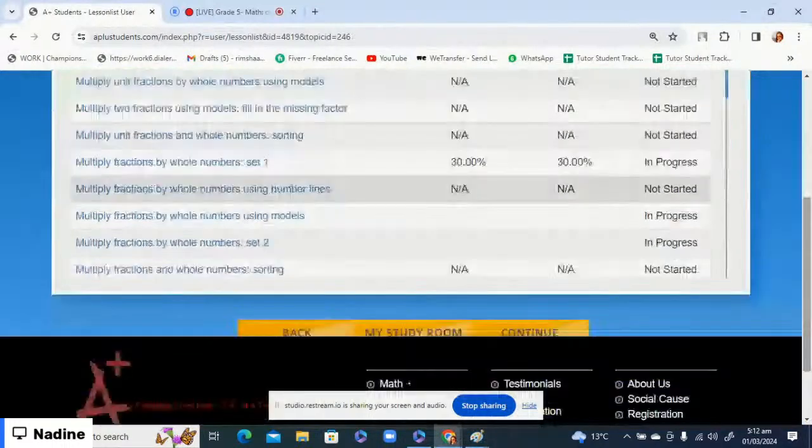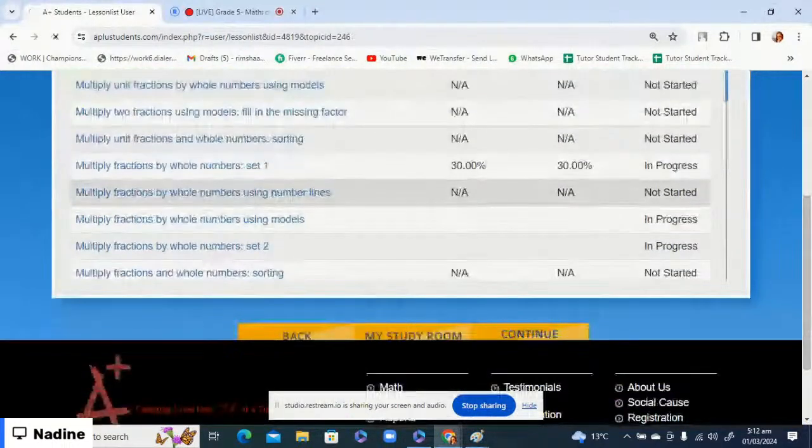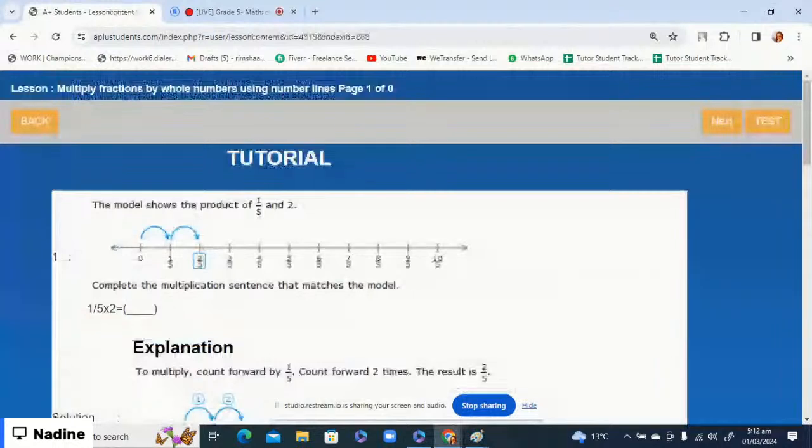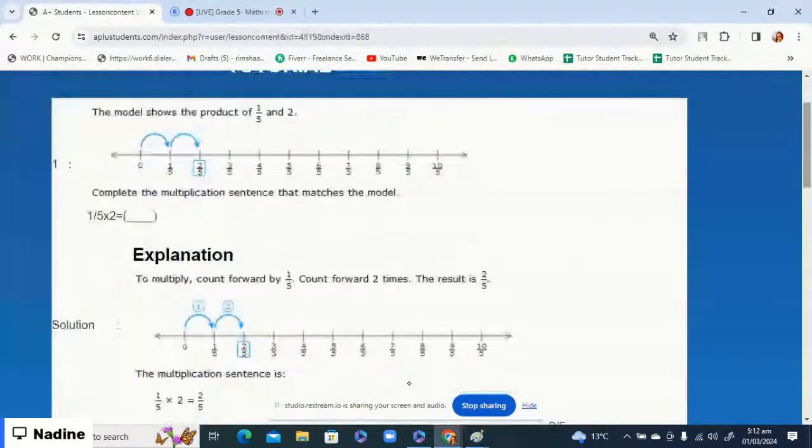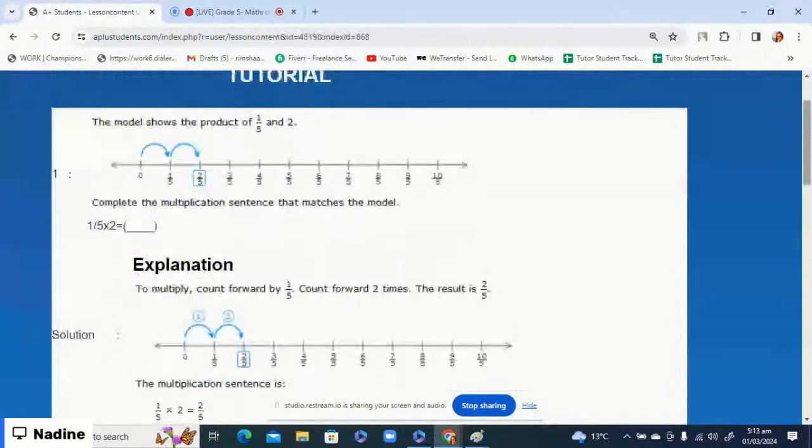Okay, now look. This is basically the question. The model shows the product of 1 by 5 and 2. This is the number line that is given here. That is 0, 1, 2, 3, 4, 5, 6, 7, 8, 9, 10, and these are in fifths. Complete the multiplication sentence that matches the model. 1 by 5 times 2. That is your question.